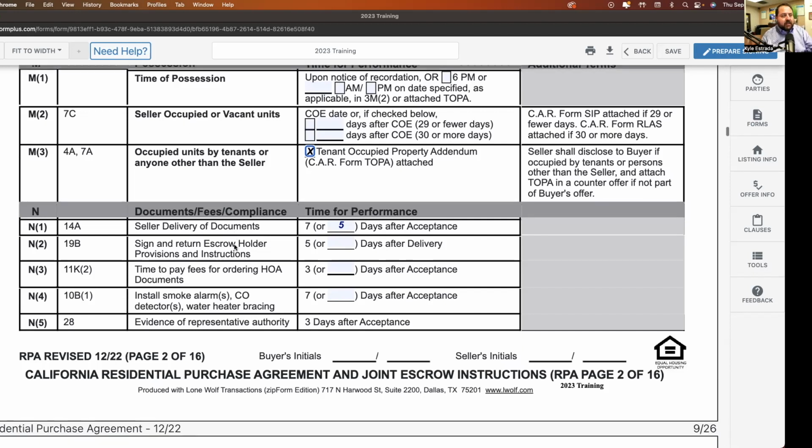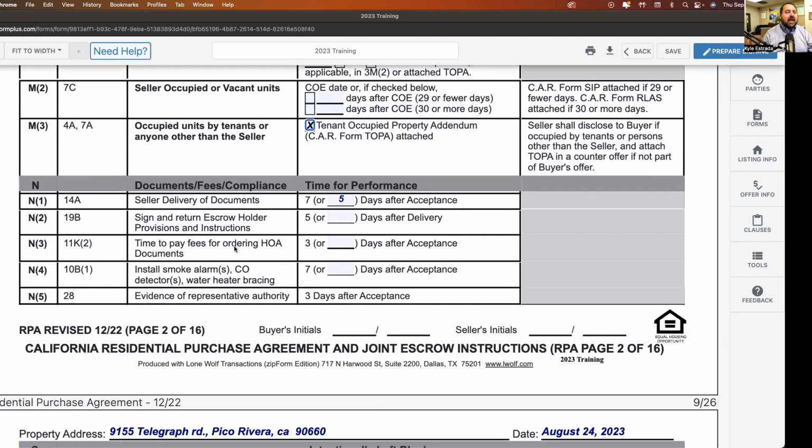Okay, so we talked about the seller delivery of documents. I don't need to change this unless the time periods are getting shorter. This 5 days to sign and return escrow holder provisions and instructions, it's the same thing for both people. So I have 5 days from the time I receive all of the escrow instructions to return them, and that goes all the way through the escrow, right? If there's any kind of amendment from escrow that gets delivered, you get 5 days.